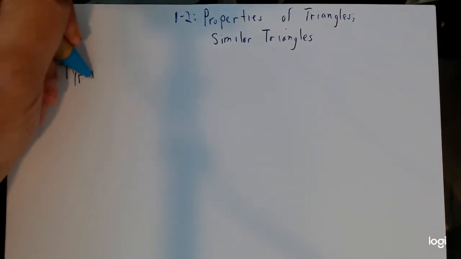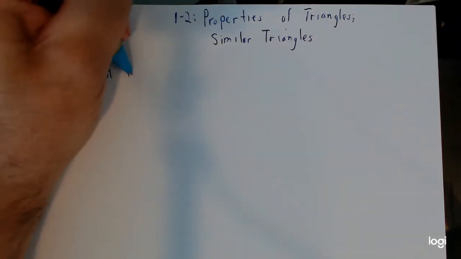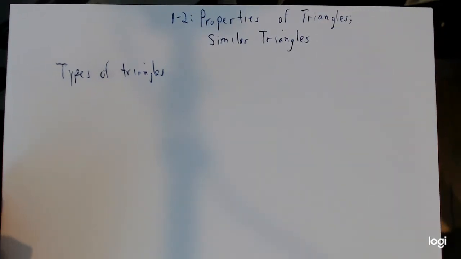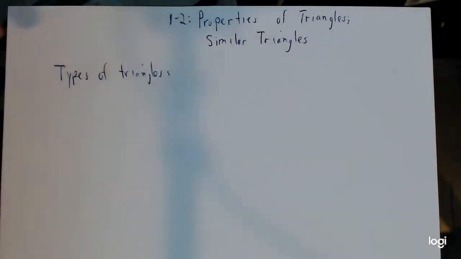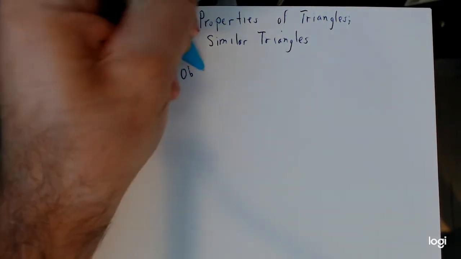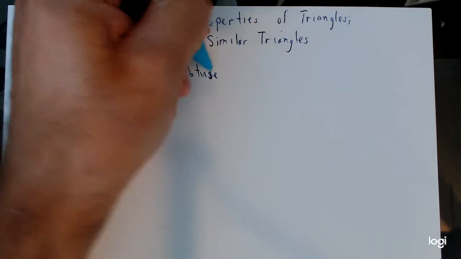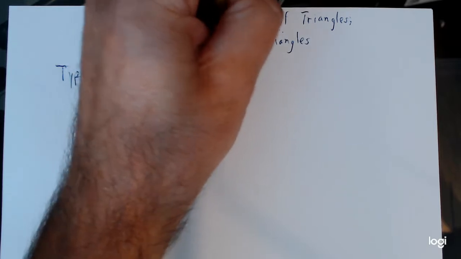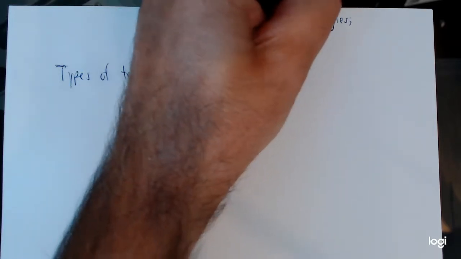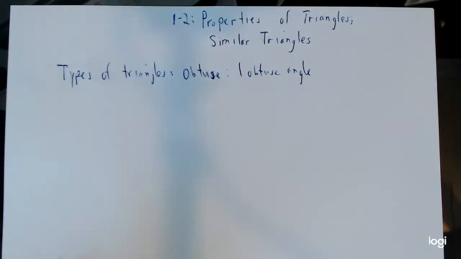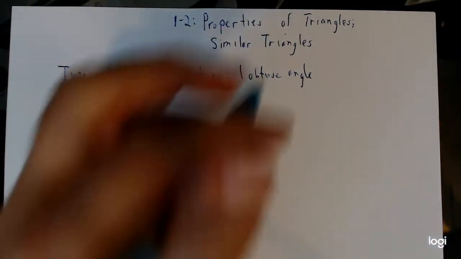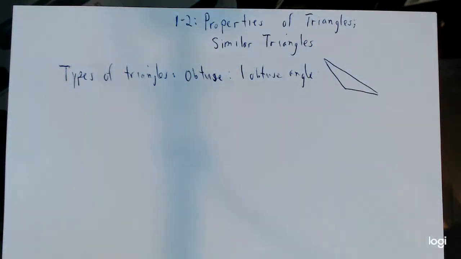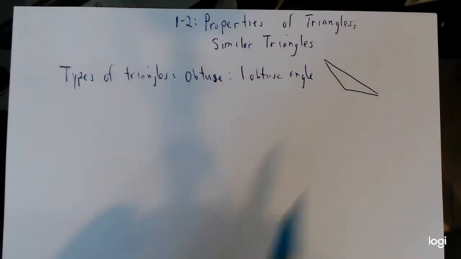If we're talking about the different types of triangles, usually these triangles are defined either by their sides or by their angles. The ones I mention here are defined by their angles. When we talk about an obtuse triangle, this is a triangle that has one obtuse angle. We'll see shortly why it's impossible for a triangle to have more than one obtuse angle anyway. So this is what an obtuse triangle looks like.